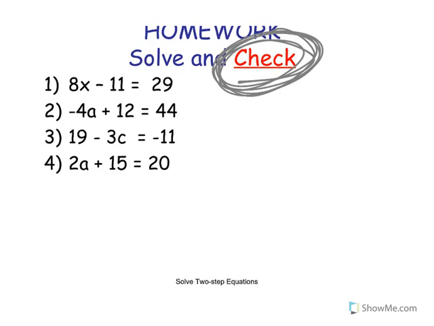So for the first one, just as a little guideline, you're going to write your equation. You're going to add 11 on both sides. You're going to rewrite at 8x equals 40. You're going to divide both sides by 8. You're going to end up with x is equal to 5, and then you're going to check it. You're going to rewrite. You're going to put 8 parentheses 5, and so on. You're going to put 40 minus 11 is 29, and 29 is 29. So there, I just did the first one for you.